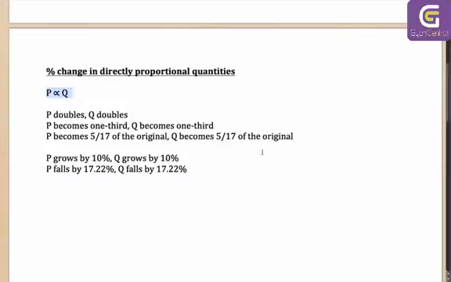Not a very difficult one to solve. In this case, if there is a percentage change, that is, if P grows by 10%, Q will also grow by 10%. If P falls by 17.22%, Q falls by again 17.22%. Whatever is the change in P, the same change will happen in Q. That is why they are directly proportional quantities.